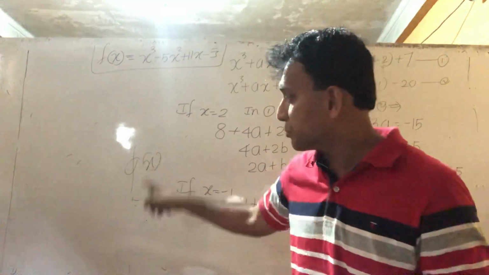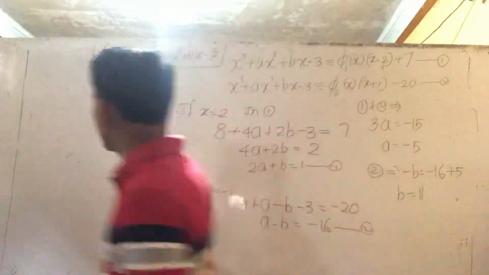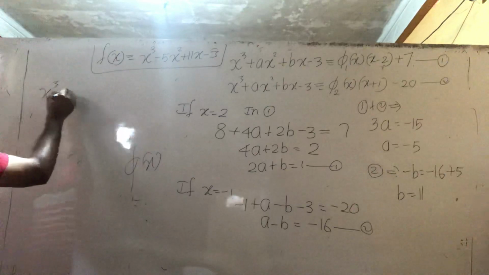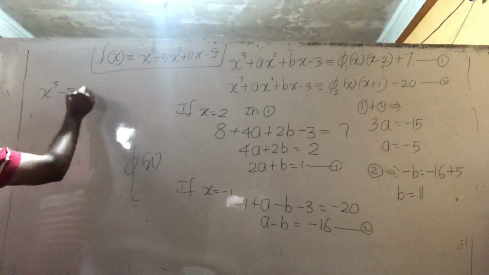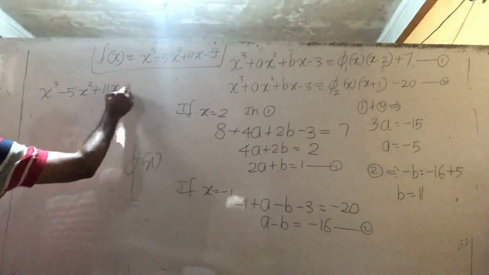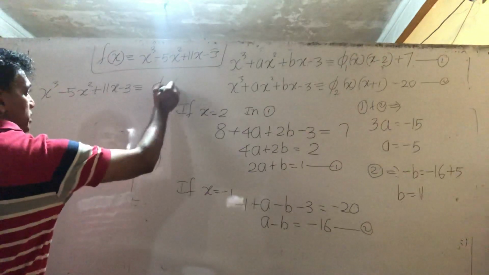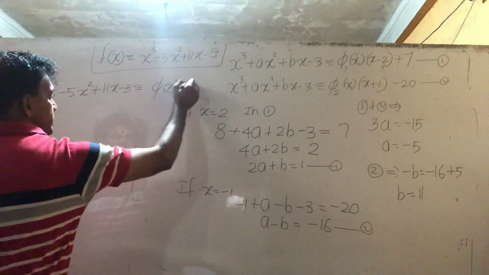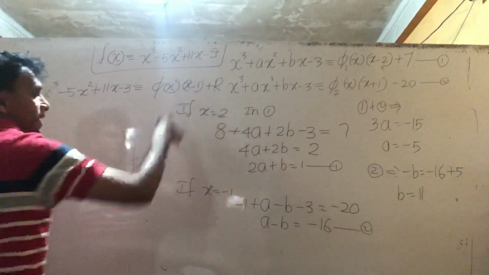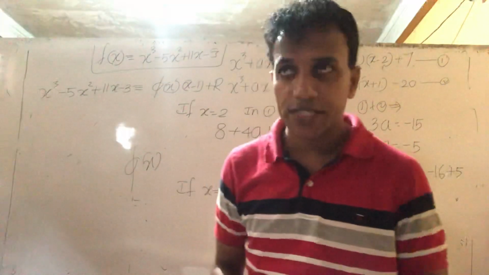Let the quotient be 5x and the remainder be r. Therefore, equate it: x cubed minus 5x square plus 11x minus 3 equals quotient into divisor, plus the balance. The divisor is a linear polynomial, therefore the remainder is a constant, right?